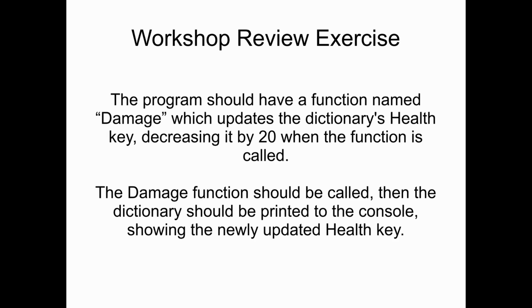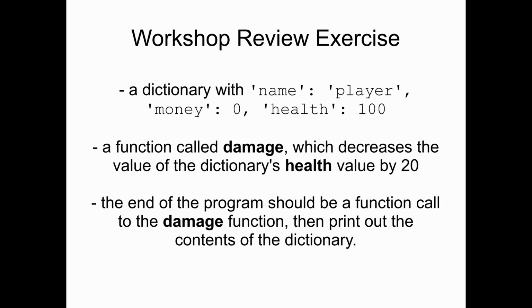The program should have a function named damage, which updates the dictionary's health key, decreasing it by 20 when the function is called. The damage function should be called. Then the dictionary should be printed to the console, showing the newly updated health key. We'll go over a possible solution after this, but please attempt to write the program yourself now.